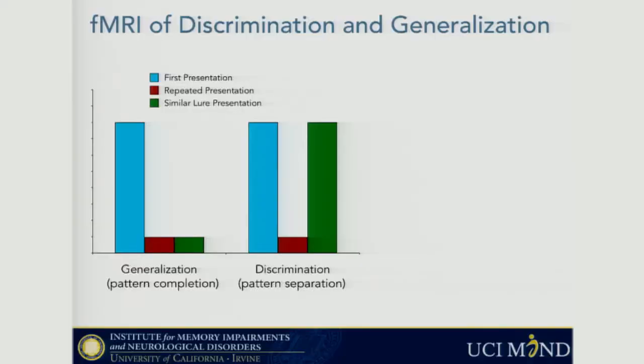So if you have a first presentation and a repeated presentation, we know that there's a difference here. First, there's lots of activity. With repetition, there's low activity. Now we can ask the question on these lures: are there low levels of activity or high levels of activity? And if you are discriminating, you should have high levels of activity.